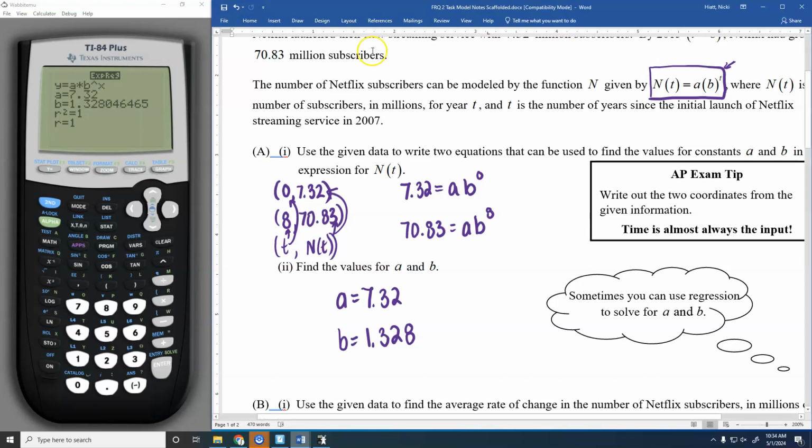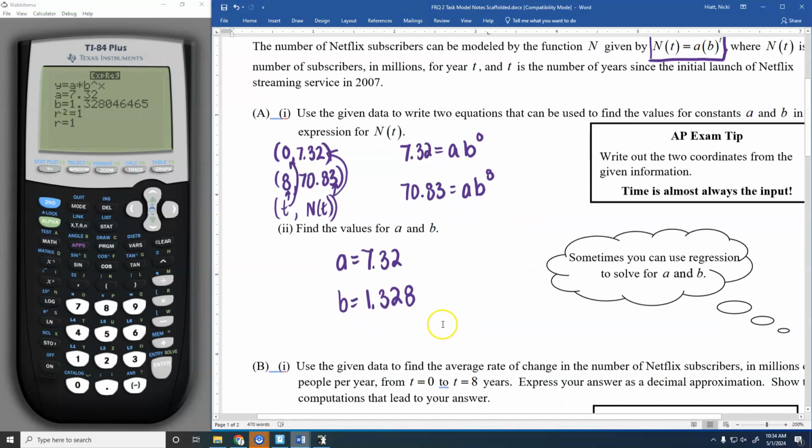Now, this can be solved by hand. It should make sense that B to the 0 right here is going to be just 1, and so A is going to equal 7.32. It's just that initial value. And then we could plug that in and solve it by hand. But if it's one that you can do a regression for, just do the regression on it. It'll probably be faster and easier. We're going to look at one also that you cannot do the regression for. So I'll show you what that looks like in a minute.